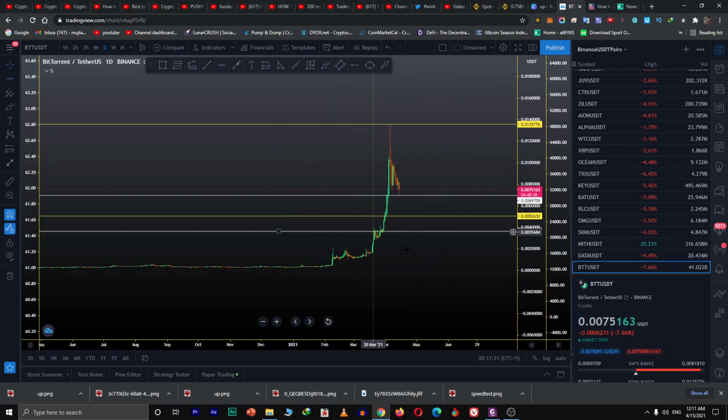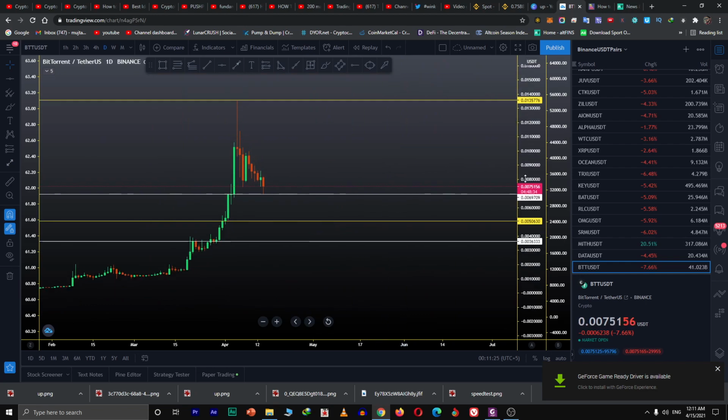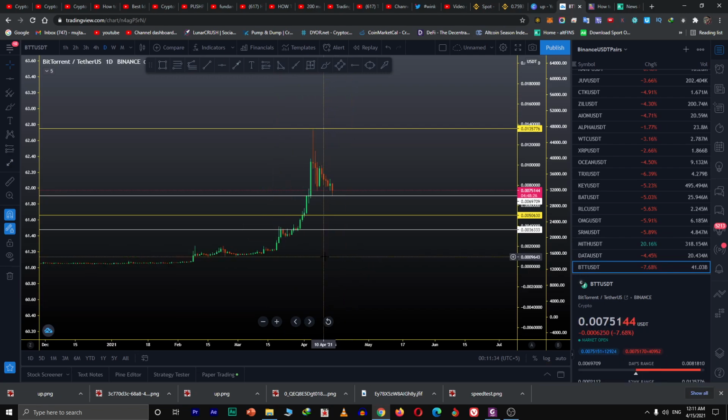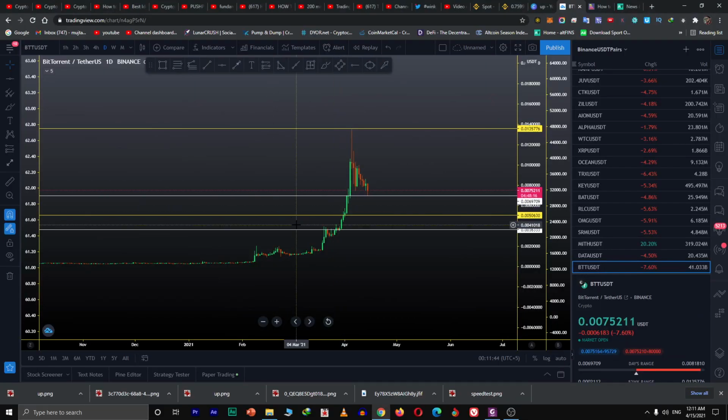Now let's look at the daily chart, what it is telling. I believe in the support and resistance method, and we can see the supply and demand zone as well. Support and resistance is a very effective method. I've been trading using support and resistance for quite a long period, so I use this method to predict the prices.